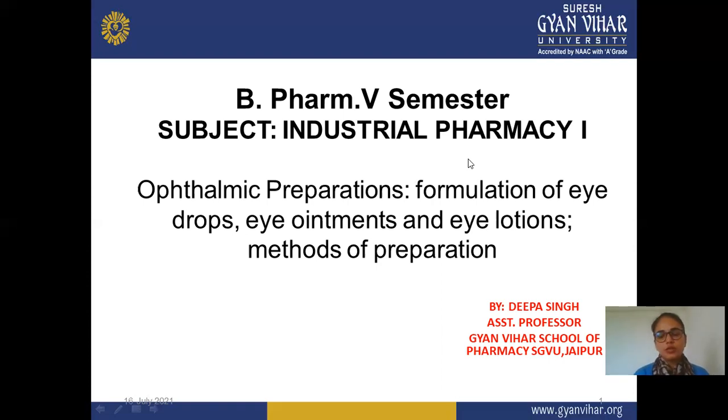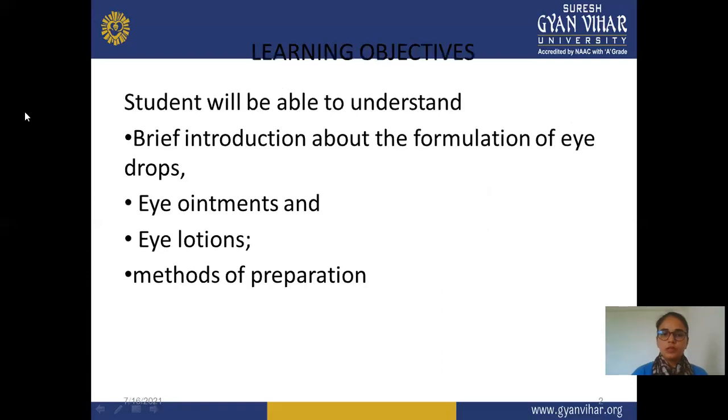Before starting today's lecture, we should know some learning objectives of this topic. So these are the learning objectives. First, a brief introduction to the eye drop, what it is and how you formulate it, and the method of formulation. Next is eye ointment. We cover the same parameters as for eye drops: what the eye ointment is, how you prepare it, and which parameters are required for its formulation. Then eye lotion and its method of preparation.